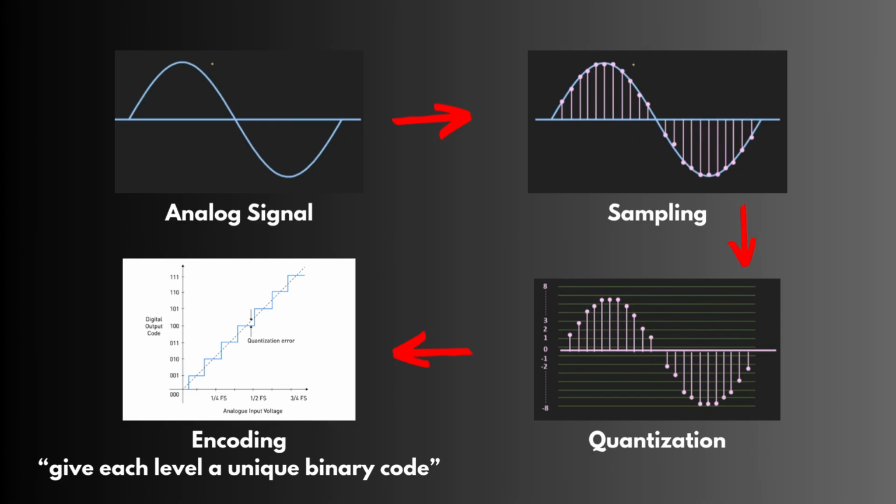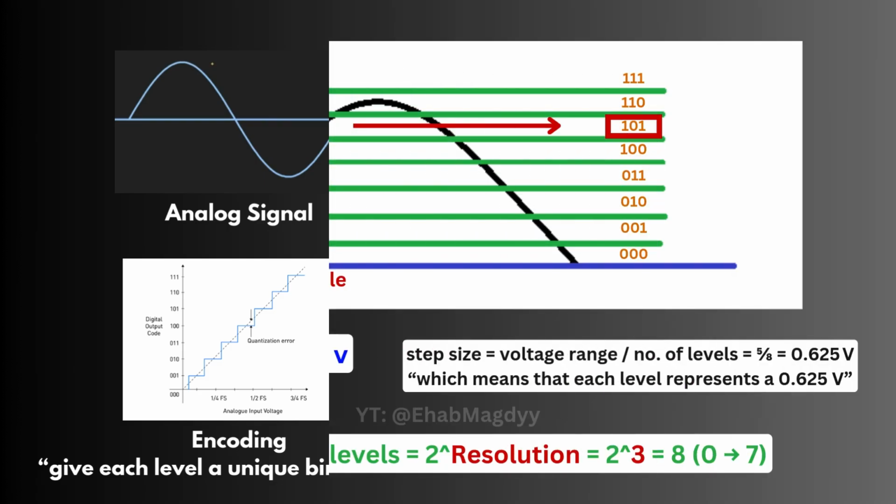The ADC does three main things. Sampling: it takes snapshots of the analog signal at specific intervals. The faster it samples, the more accurate the digital version. Quantization: it measures each snapshot and assigns it a number based on predefined levels. Encoding: it converts those numbers into binary code for the microcontroller to use.